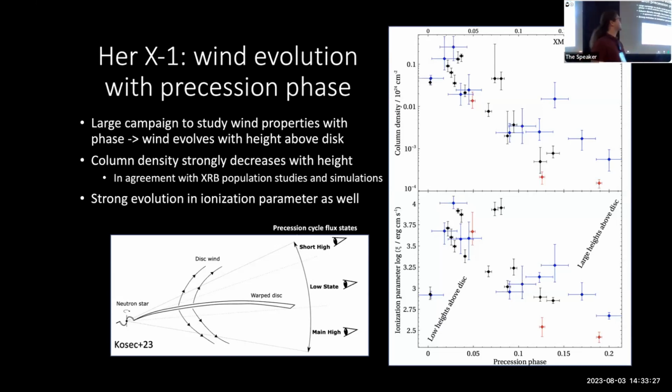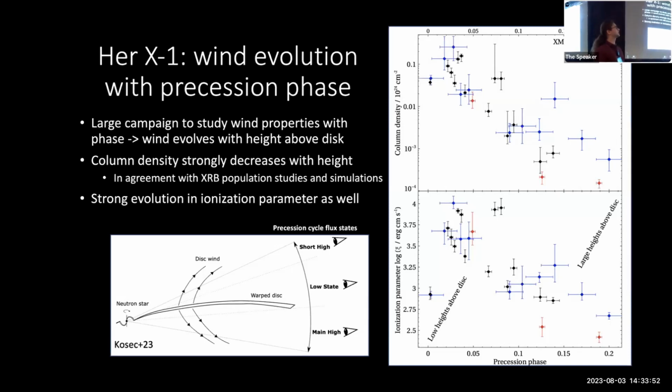This means that the wind is just getting weaker and weaker as it's expanding higher and higher above the disk. This is in full agreement with the population studies that I've shown before, where we do not see any winds in low inclination sources, as well as in agreement with the hydrodynamical simulations of disk winds. We also see a strong evolution of the ionization parameter, where we see that the wind is getting less and less ionized as it rises higher and higher.